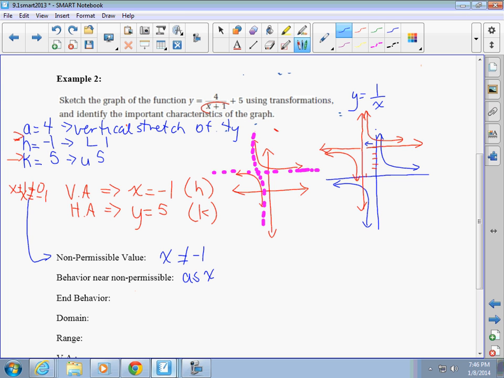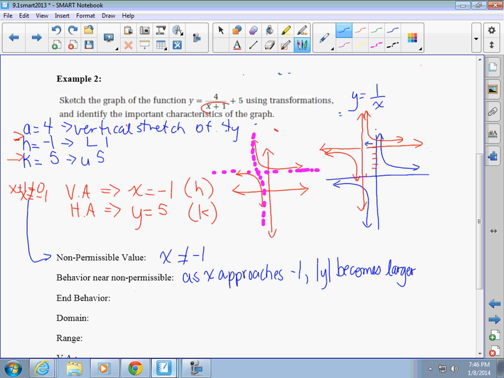So as x approaches my NPV, and in this case, -1, my absolute value of y, and I always look at the absolute value, becomes larger.